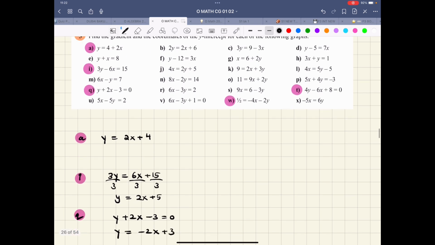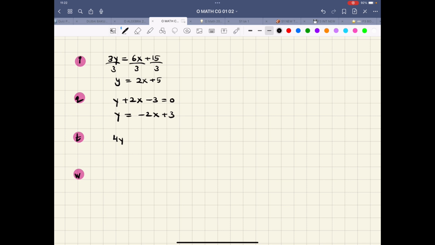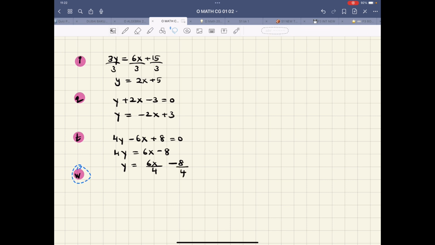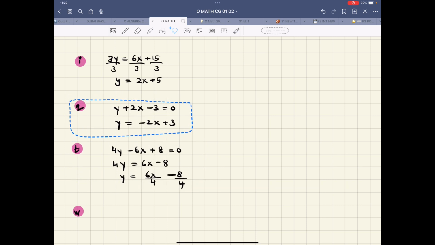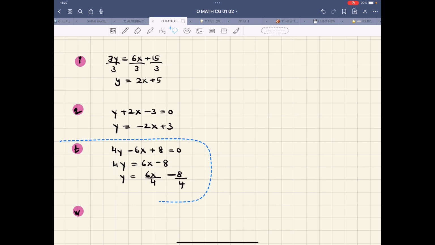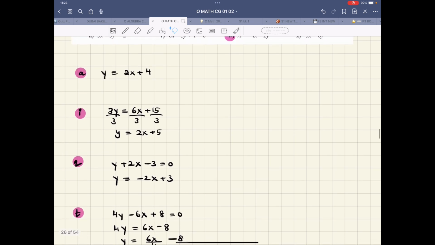And what about T? 4y minus 6x plus 8 is equal to 0. So 4y is equal to 6x minus 8. Y is equal to 6x over 4 minus 8 over 4. And let me push this part down, and also push this a bit down. I need a little bit more spacing. Okay, I think this is all set.